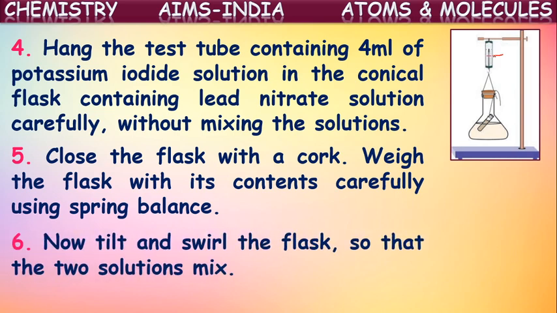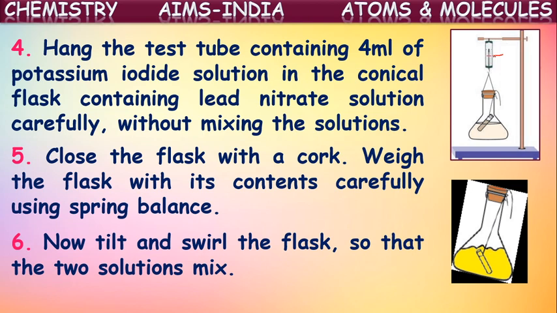After measuring, we have to tilt the conical flask so that the solution in the test tube and the conical flask mix with each other. What happens when mixed? The lead nitrate and potassium iodide react with each other and form new substances. New compounds will be formed. A double displacement reaction takes place. They form potassium nitrate and lead iodide. Two new compounds will be formed. So the reactants mix with each other, undergo a chemical reaction, and form new compounds as products. In that way, the flask has to be tilted.